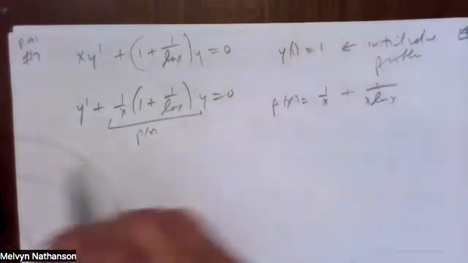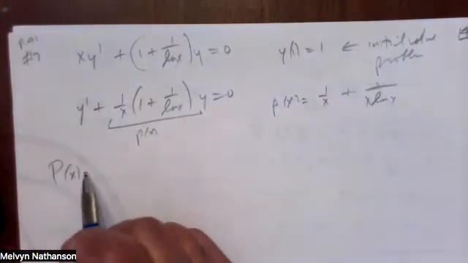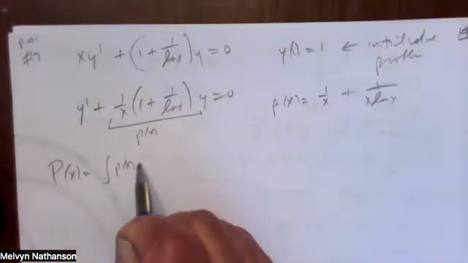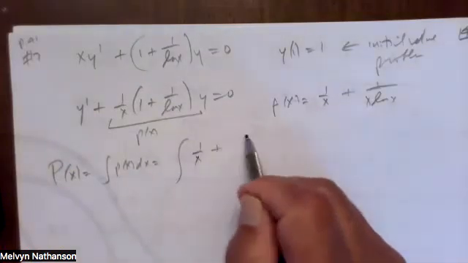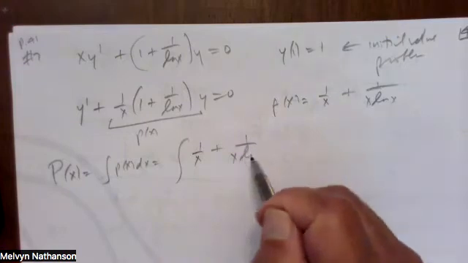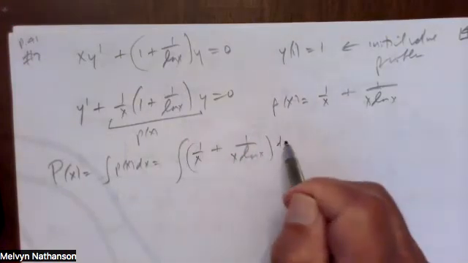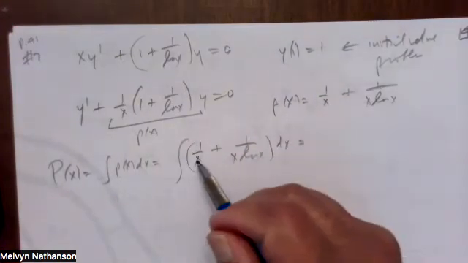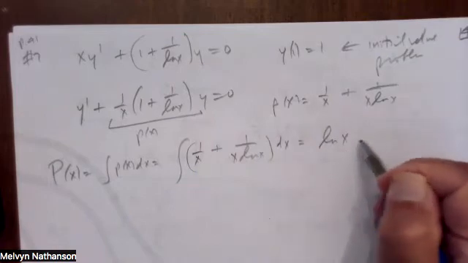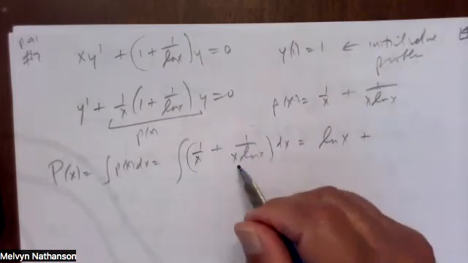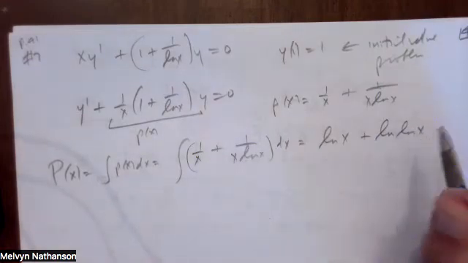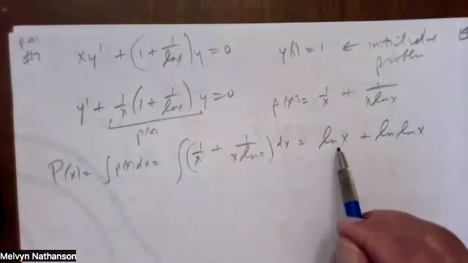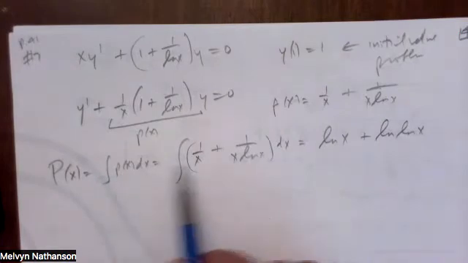And now I have to integrate. Capital P of x is the integral of little p of x dx. That's the integral of 1 over x plus 1 over x log x. The integral of 1 over x is log x. And the integral of 1 over x log x is log log x. So this is a particular antiderivative of this function.